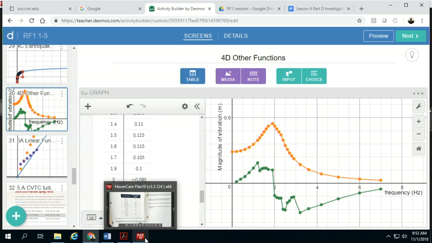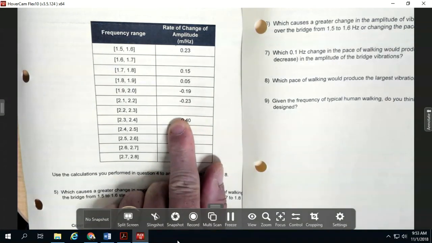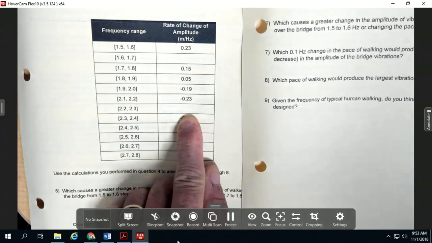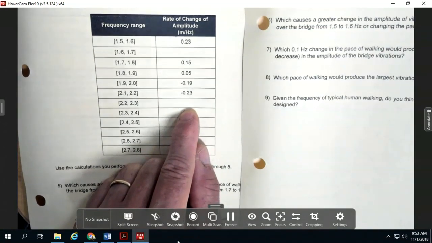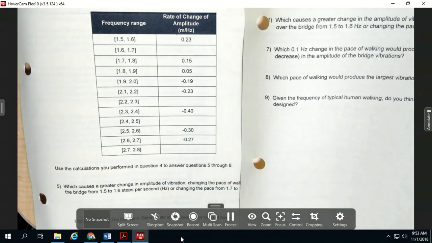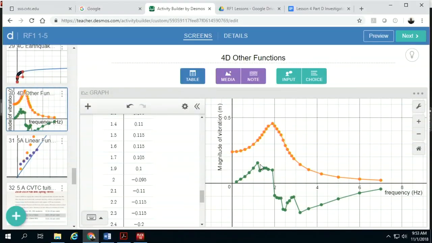Isn't it 0.23? This one is 2.2 to 2.3. This one is 1.5 to 1.6. Is 0.23. Only it's negative. Okay. And then, so any of these 0.1 changes in pace produces these different magnitude changes, and it looks like the biggest positive one is right here.